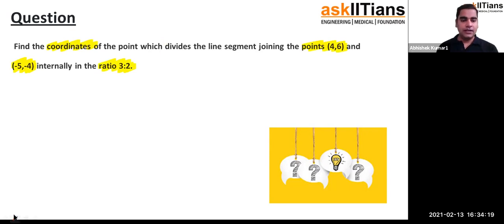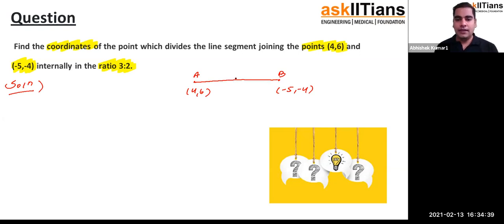Okay, so let us try to draw a rough figure. Let's say this is one of the points, A. It has coordinates (4, 6). That is the second point, B. It has coordinates (-5, -4). Let us join them, AB. Let's assume there is a point P lying on it, having coordinates (x, y), and this is dividing the line AB in the ratio 3:2. You have to find the coordinates of point P.